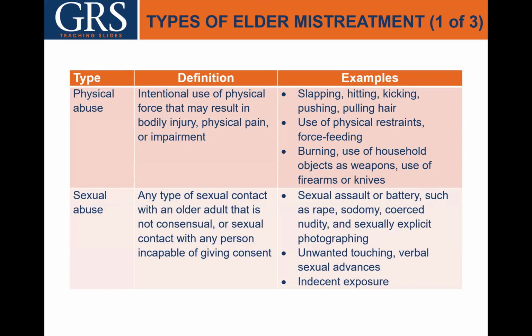is physical abuse. As the name indicates, it means the intentional use of physical force that may result in bodily injury, physical pain, or impairment. Examples include slapping, hitting, kicking, using physical restraints, or using weapons to injure the older patient. Sexual abuse means any type of sexual contact with an older adult that is not consensual, or sexual contact with any person incapable of giving consent. Examples include sexual assault, unwanted touching, or indecent exposure.